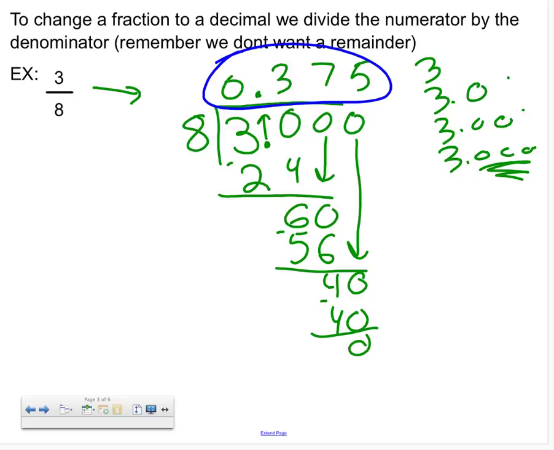And that is how you change a fraction to a decimal. It's just division: the top divided by the bottom. And again, you should have no remainder. You can keep going and going and going until you get to the end. Let's try a few more just to make sure we have the method down.